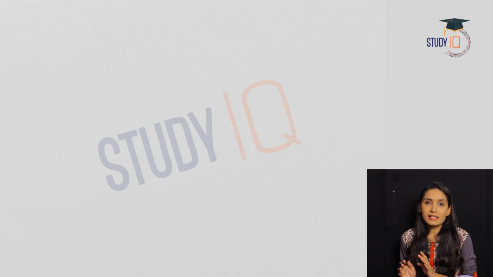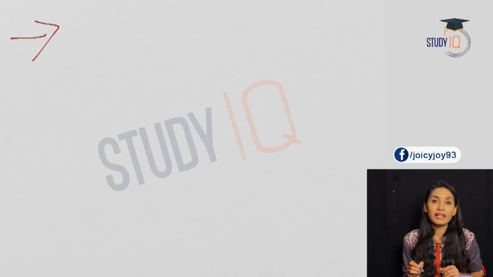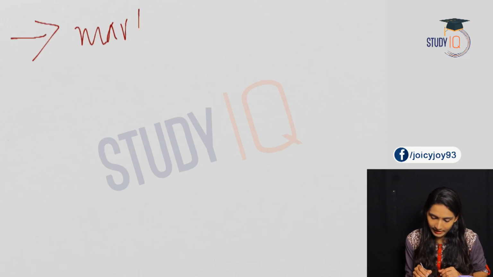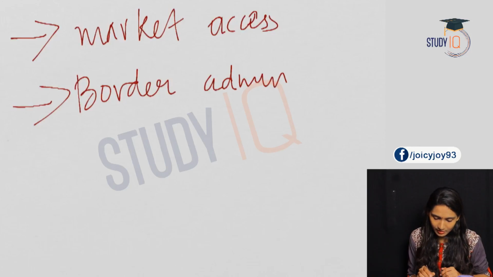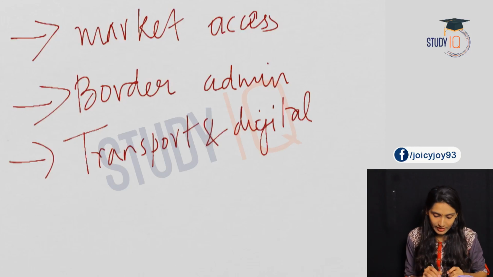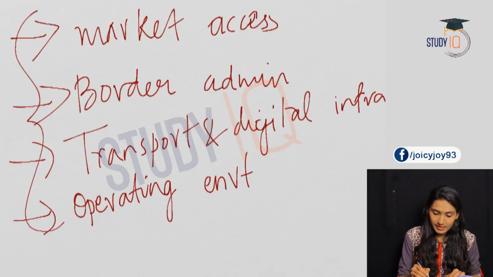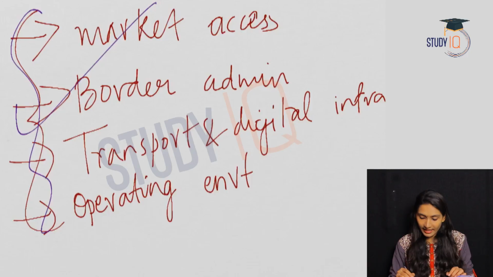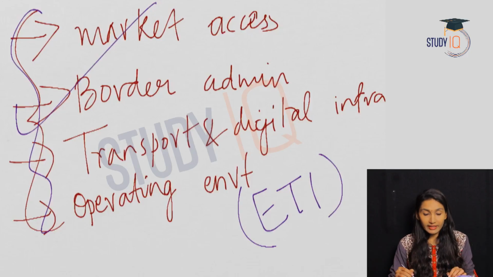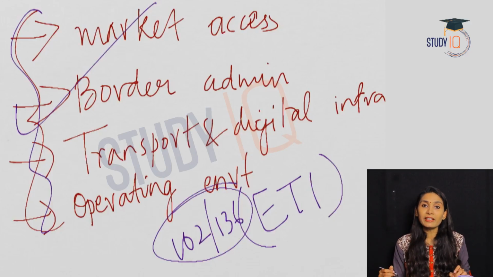Certain factors are considered while preparing this report. Let us see what are the factors. The first factor is domestic and foreign market access. So market access is the first factor: how accessible is the domestic and foreign market. Second one is border administration. Third one, transport and digital infrastructure. Fourth one, operating environment. So these are some of the important factors considered by the World Economic Forum while preparing this report or the index. The index is the Enabling Trade Index or the ETI, and the rank of India is 102 out of 136 in the ETI.